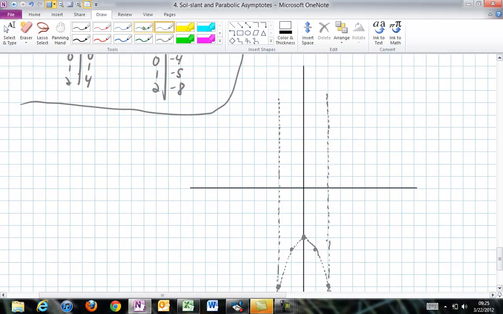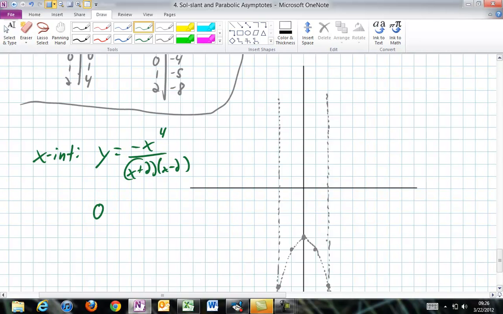Okay, let's start with intercepts. This will help us clarify this. If I pull down the original function itself, y is equal to negative x to the 4th over x plus 2 times x minus 2, my x-intercept should be 0, because the only factor in the numerator is x to the 4th, and that's just x repeated 4 times. Since it's an x to the fourth, it's actually going to act like a double root and have a turning point and all that stuff. So my x-intercept is 0, which means my y-intercept is also 0. If your x-intercept is 0, then your y-intercept has to be 0, because that's just the origin. So that's a point here.